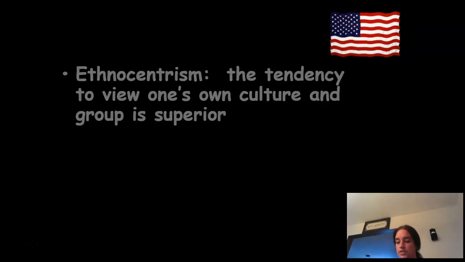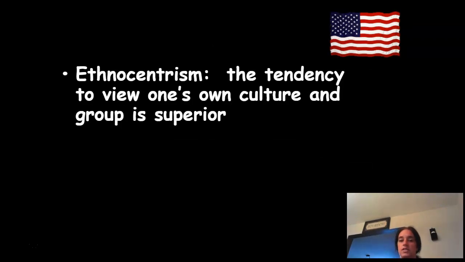Final thing we're going to talk about for today is ethnocentrism, which is the tendency to view one's own culture and group as being superior. Every single society views what they do as being the best way to do it. Why would you continue to do something that wasn't the best way to do it? So ethnocentrism is not something that is unique to people of the United States.